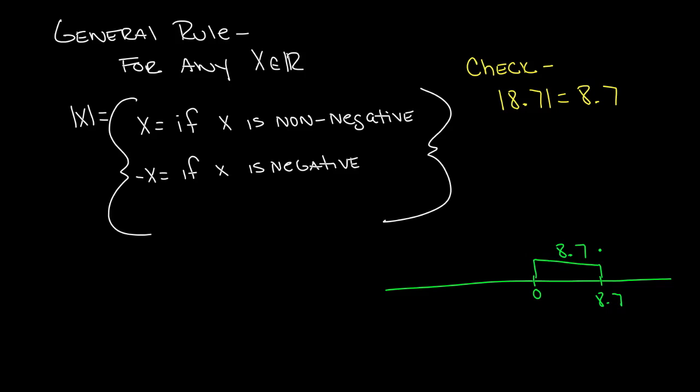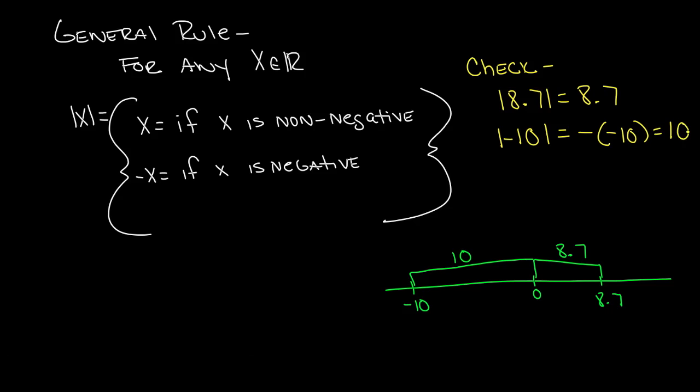Let's check a different one. This shouldn't surprise you, let's check a negative one. So let's check negative 10, the absolute value of negative 10. What should this be, by the way? If here's negative 10, it should be this distance, which is 10. If I go through my definition, negative 10, okay, negative 10 is negative. Therefore, this formula tells me to take the negative of negative 10, which is equal to 10, which is what I wanted.